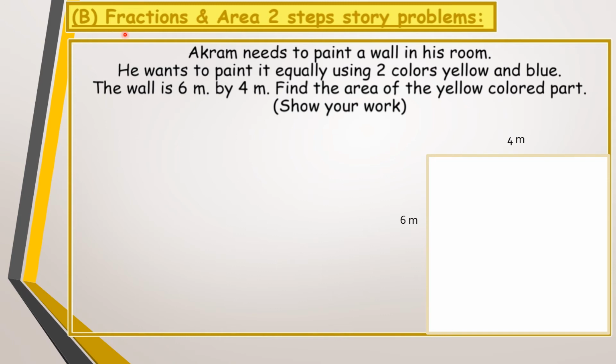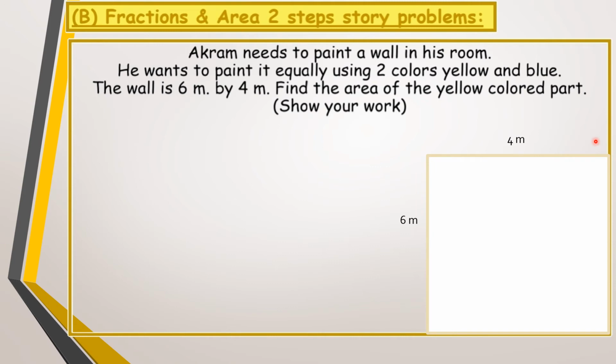Okay, in this part of the lesson, I have some story problems. It's about fraction, area, and two-step story problems. So it's a two-step story problem, but it's about area, and I'm going to use fractions in it. Let's start. Akram needs to paint a wall in his room. He wants to paint it equally using two colors, yellow and blue. The wall is 6 meters by 4 meters. Find the area of the yellow part only.